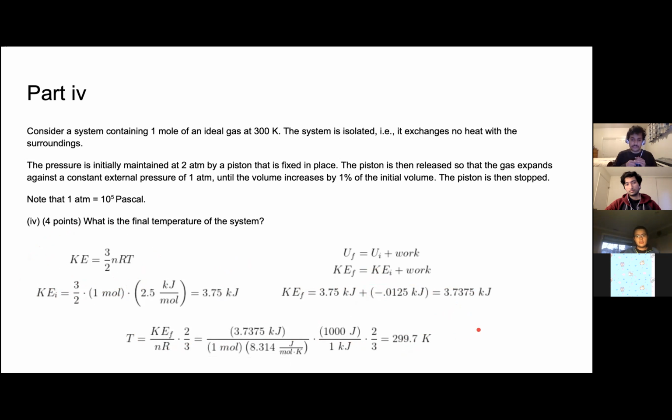And again, we can double check that, because we had expansion and work being done, the gas has pushed against the container's wall and probably lost some energy because of that. So overall, we have lower kinetic energy and therefore lower temperature.